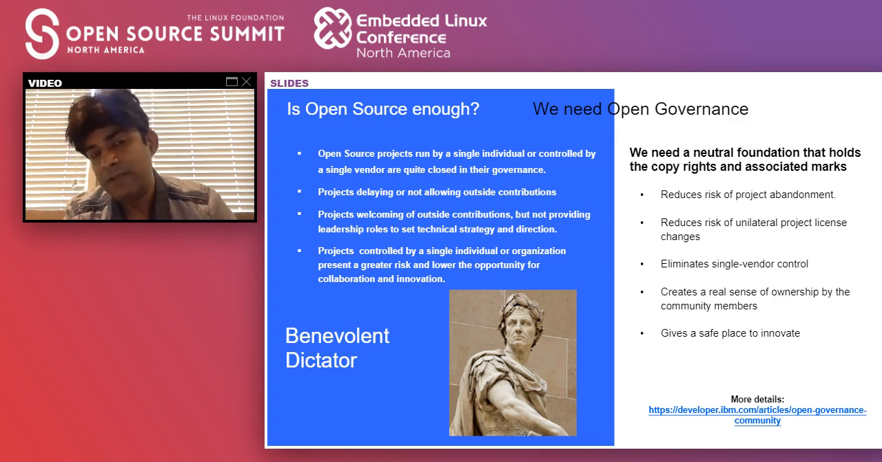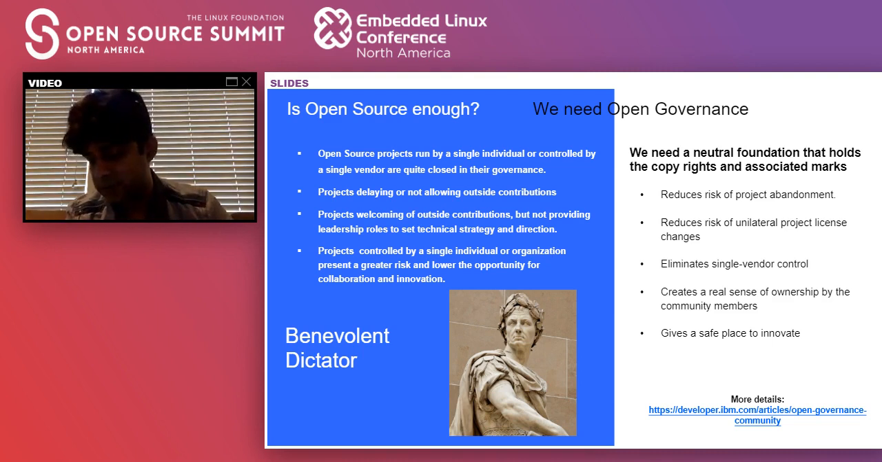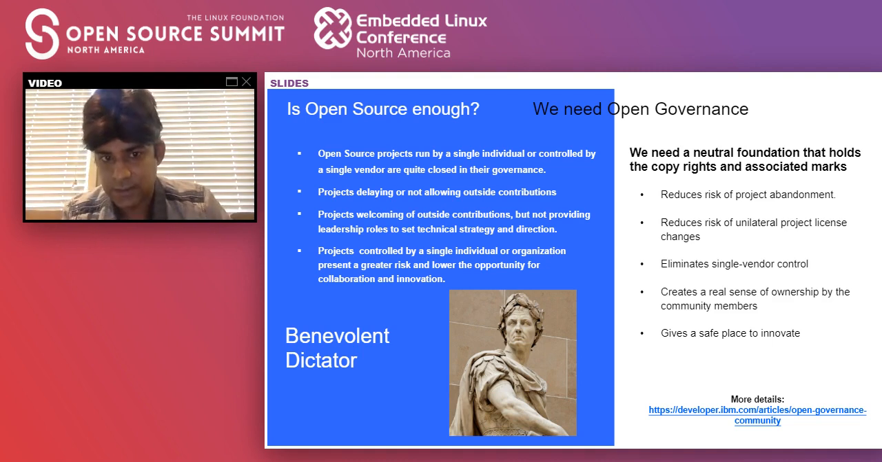But just having code in open source is not enough. I think both Ibrahim and Jim stressed that a lot of the projects are in open source, but they are typically, in a lot of cases, run by a single individual or controlled by a single vendor and probably closed in their governance. They are at times delaying or not allowing outside contributions, or in some cases outside leadership, to gain prominence within those communities. So I think they pose a greater risk and lower the opportunity for collaboration and innovation.